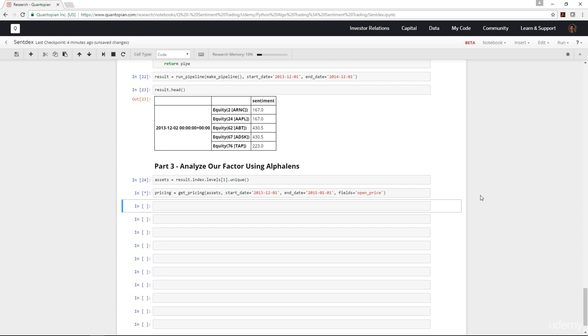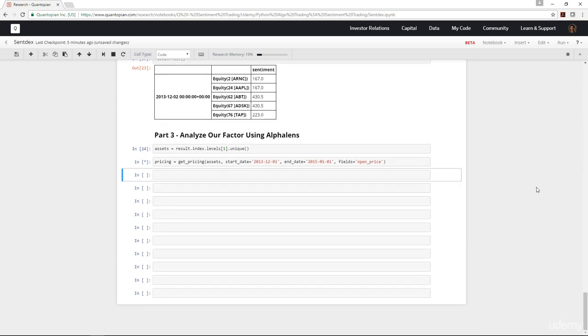Remember, we're looking at 2013 December 1st to 2014 December 1st. We're going to extract another month of data going to 2015 January 1st. This is just to see the duration, or rather how long our predictive value actually lasts. So let's wait for the data to return and we will look into it a little bit more. Okay, the pricing data has finally come through.